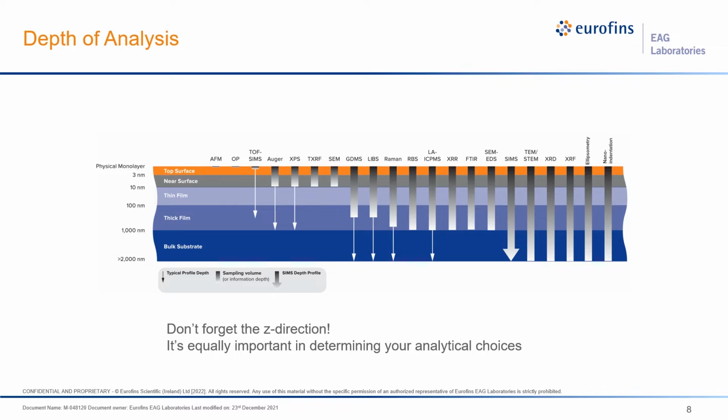The information depth of ellipsometry depends on the type of sample being analyzed, ranging from several tens of nanometers for metals to 10 to 20 micrometers for transparent materials.